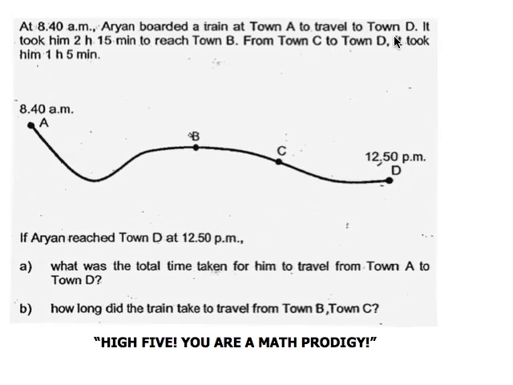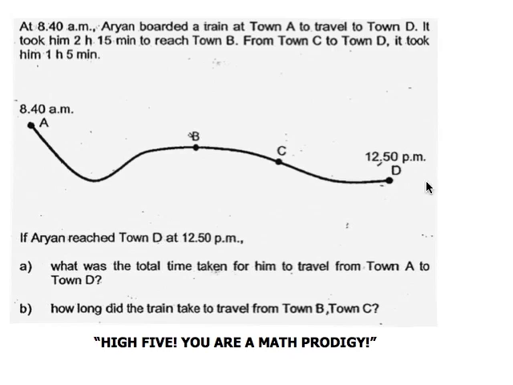Now it says that it took him 2 hours and 15 minutes to reach town B. So from town A to town B, it took him 2 hours and 15 minutes. Then from town C to town D, from here to here, it took him 1 hour and 5 minutes. Now the question is, if Aryan reached town D at 12:50 p.m., what was the total time taken for him to travel from town A all the way to town D?